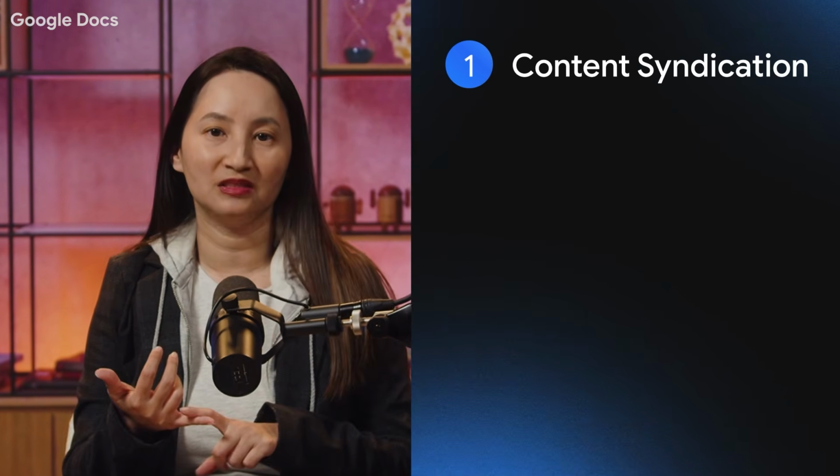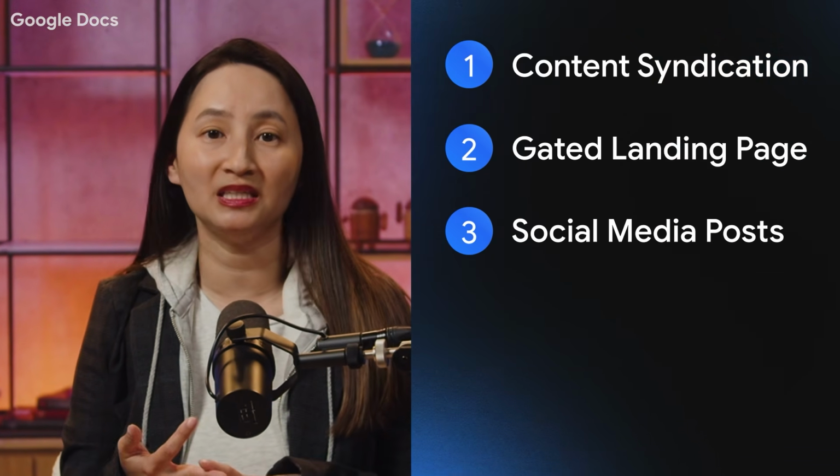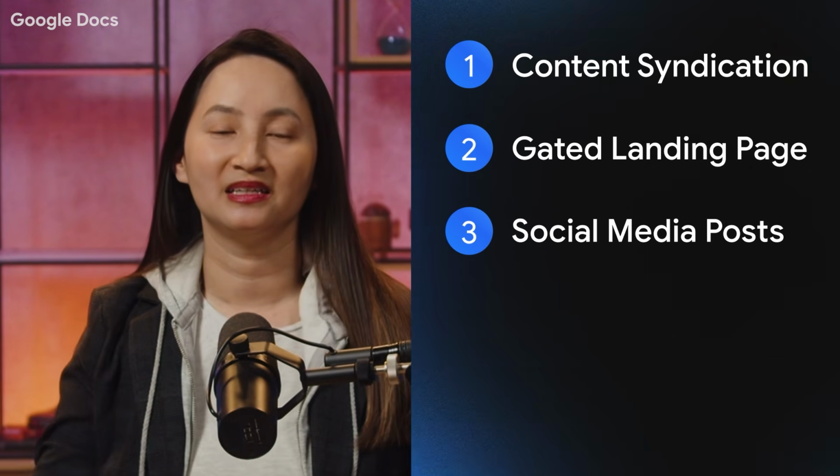We are showing you how to supercharge your work with AI. Have you ever delivered a new content piece only to realize there's still a lot more work to do? You need copy for content syndication. You need copy for your gated landing page, your social media posts. The list goes on. Well, before Gemini, this meant a ton of manual work. And luckily today, we can use Gemini to help with the heavy lifting.